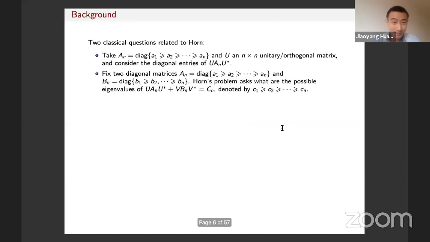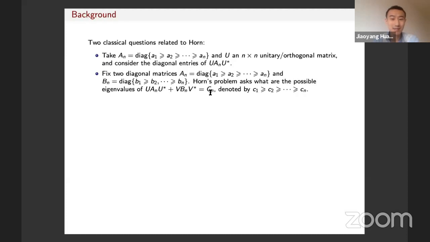And another question is this one, considering the sum of 2 matrices. If you fix 2 diagonal matrices AN, which has diagonal entries A1, A2 until AN, and BN, which has diagonal entries B1, B2, until BN, Horn's problem asks what are the possible eigenvalues of U AN U star plus V BN V star. And U and V are just unitary or orthogonal matrices.